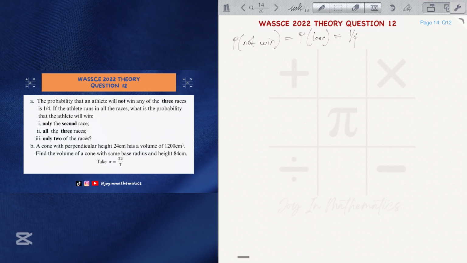Now the question says if the athlete runs in all of the races, what is the probability that the athlete will win only the second race, that the athlete will win all the three races, that the athlete will win only 2 of the races? Now this is a very interesting question.